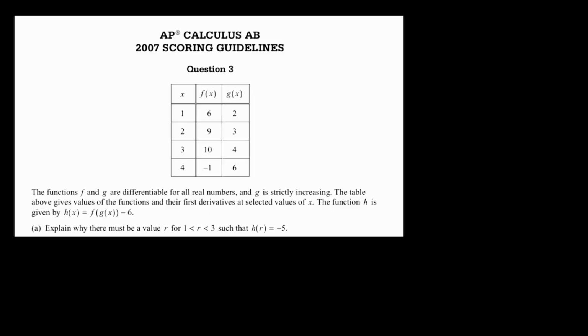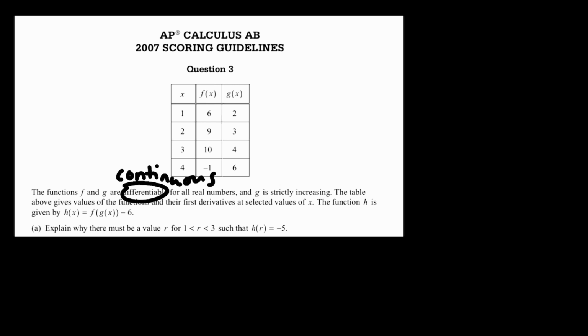We're going to be practicing the 2007 AP Calculus AB FRQ, specifically question 3. And you always want to start off an FRQ by reading the information that it gives you at the beginning. So here we have that the functions f and g are differentiable for all real numbers. And if you haven't learned about differentiation yet, you can basically know that if a function is differentiable, it's also continuous. So f and g are continuous for all real numbers, and g is strictly increasing.